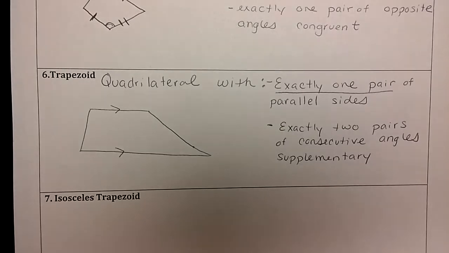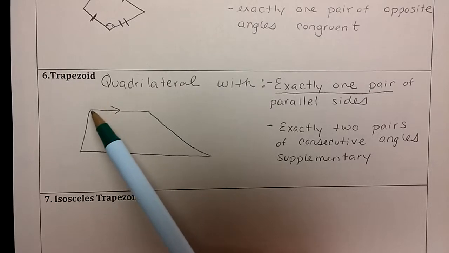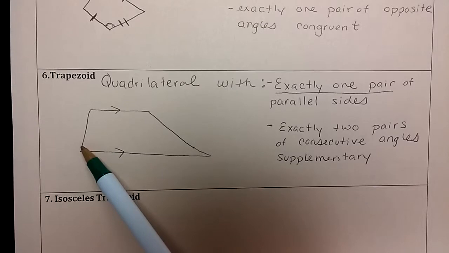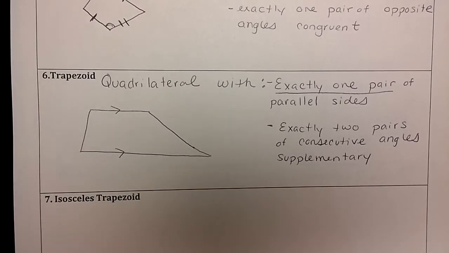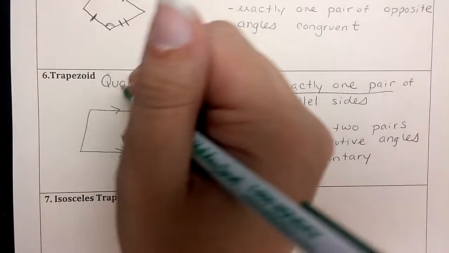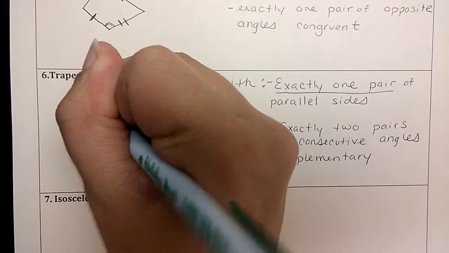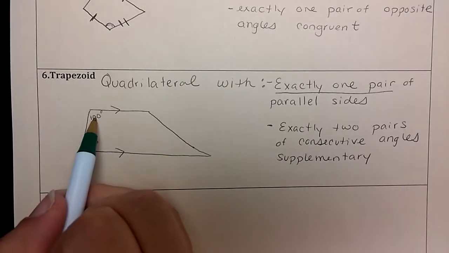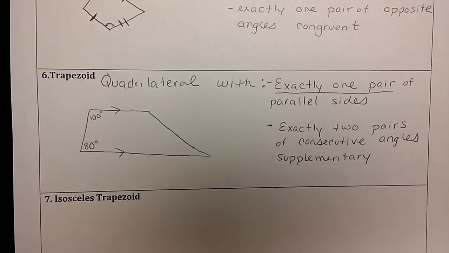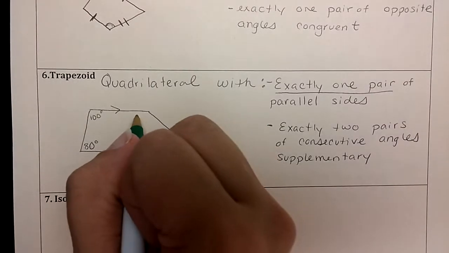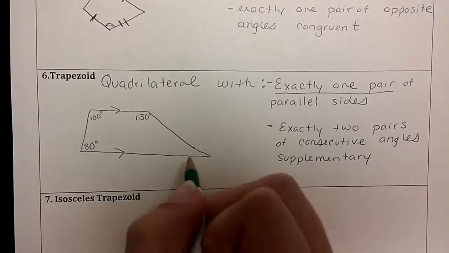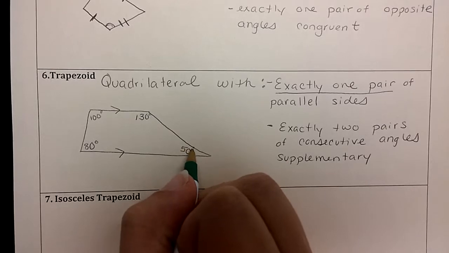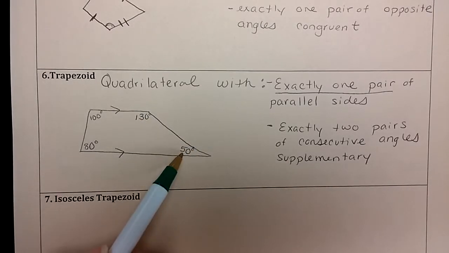Now when it says exactly two pairs of consecutive angles supplementary, remember we've learned that property. When you have two angles on the same side of a line between parallel lines, that makes them supplementary, which means they add up to 180. So I could make up angle measures. I could say that this angle up here is 100 degrees, which means that this consecutive angle would have to be 80 to make 180 degrees. This one over here I could say is 130 degrees, which means this consecutive angle would have to be 50. 130 plus 50 is 180.